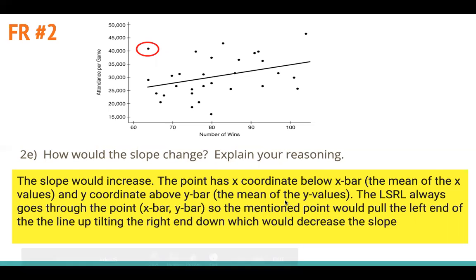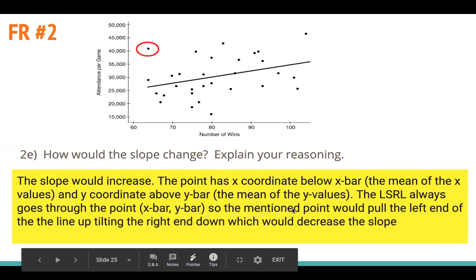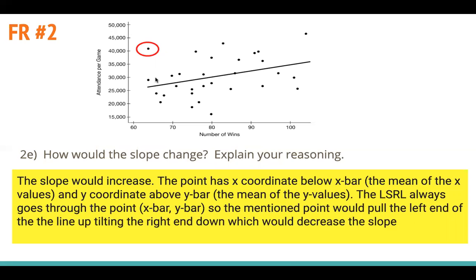The point has an x coordinate below x bar, and a y coordinate above y bar. So having that point will make the line more negative, go towards a negative slope, and so removing it would make it more positive. The least squares regression line always goes through the point x bar, y bar. The point would pull the left end of the line up, tilting the right end down, which would decrease the slope.